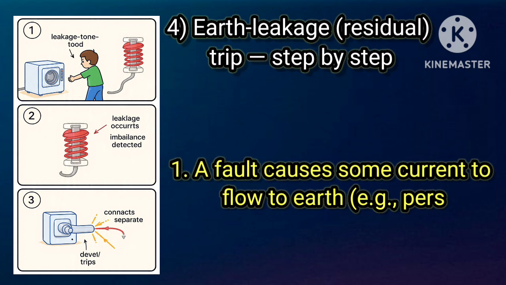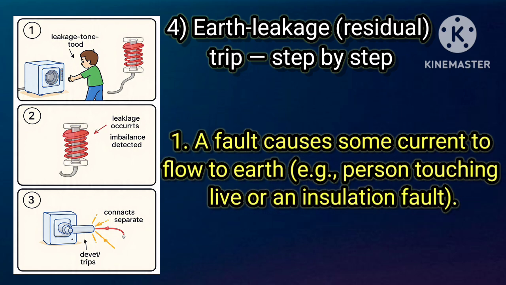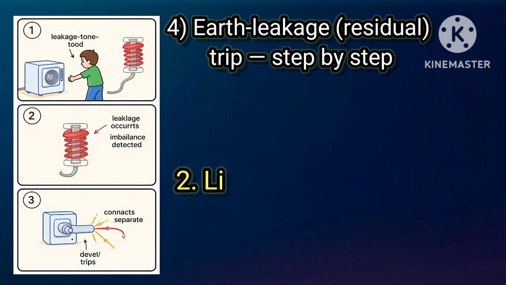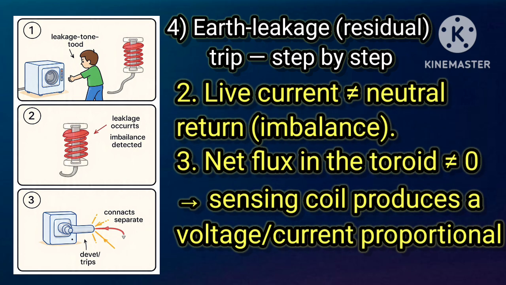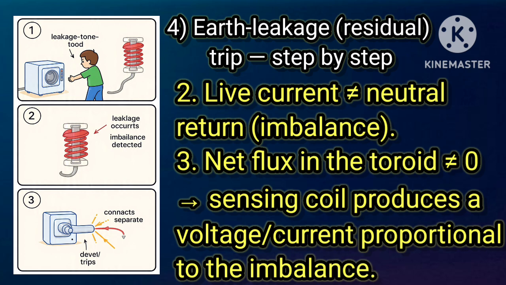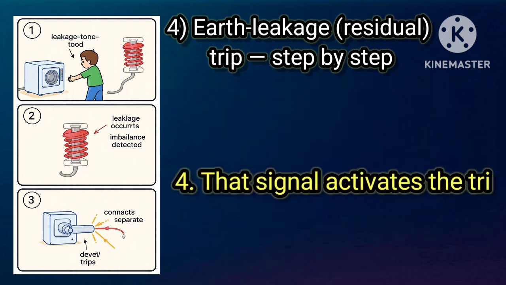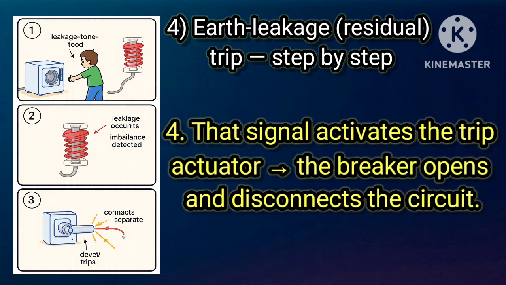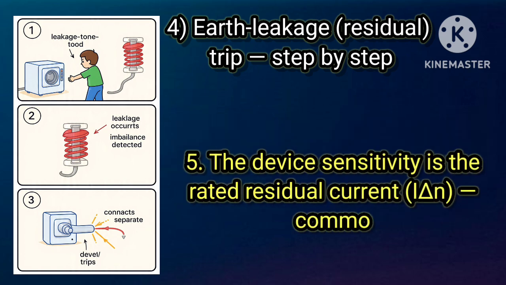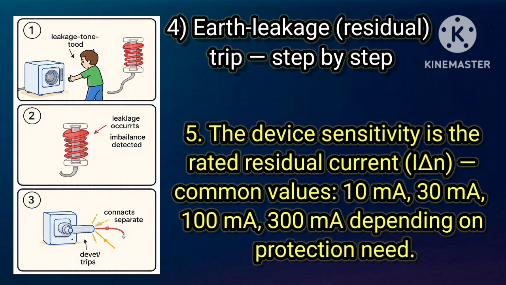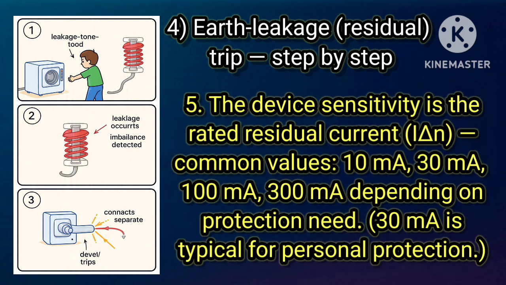4. Earth leakage, residual, trip step by step. 1. A fault causes some current to flow to earth, for example a person touching live or an insulation fault. 2. Live current is not equal to neutral return: imbalance. 3. Net flux in the toroid is not equal to 0, so the sensing coil produces a voltage or current proportional to the imbalance. 4. That signal activates the trip actuator, the breaker opens and disconnects the circuit. 5. The device sensitivity is the rated residual current, with common values 10 mA, 30 mA, 100 mA, 300 mA depending on protection need. 30 mA is typical for personal protection.